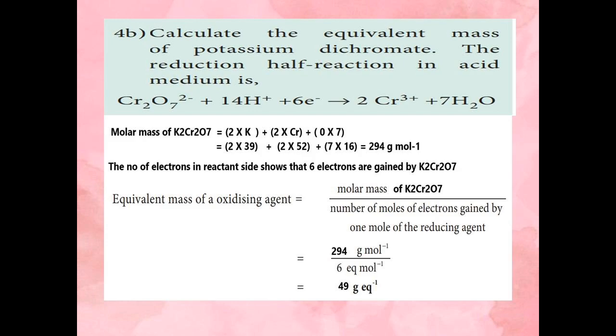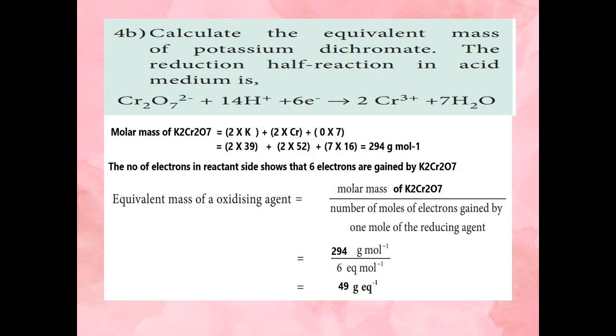Now we calculate the molar mass of potassium dichromate. How many potassium atoms are there? 2 potassium, 2 chromium, and 7 oxygen. Potassium atomic weight is 39, multiplied with 2. In the same way, chromium atomic weight is 52, multiplied with 2, and oxygen atomic weight 16 is multiplied with 7. Afterward we add, and we get the molar mass of potassium dichromate as 294 gram per mole.